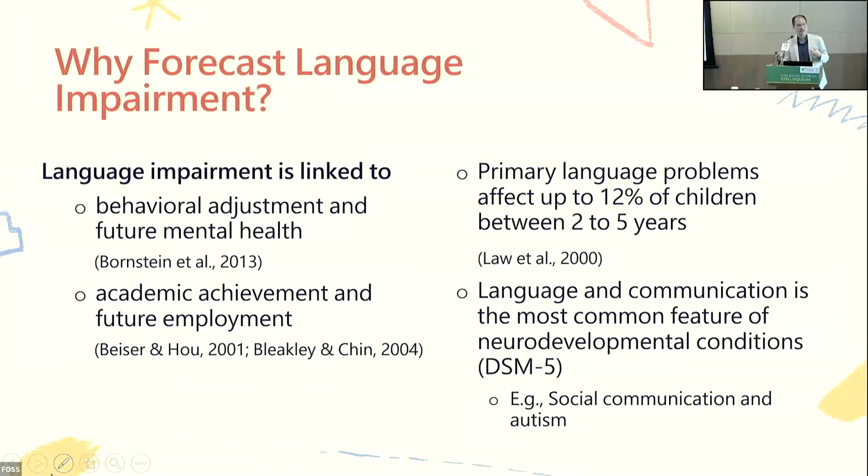Now I study language, and so language impairment is something that many parents are interested in and concerned with. We know that language impairment is linked to a whole host of future development, including behavioral adjustment and potentially future mental health, and academic achievement, which a lot of parents are concerned with. When you look at the DSM-5, we know that the majority of neurodevelopmental conditions are associated with some form of language and communication problems, including autism. So that's why a lot of parents care.